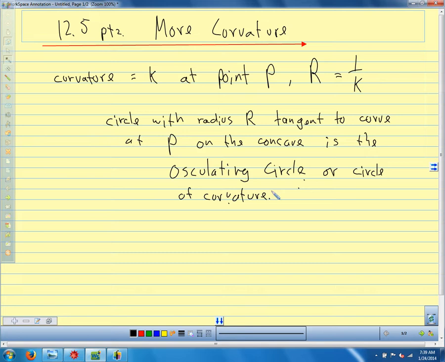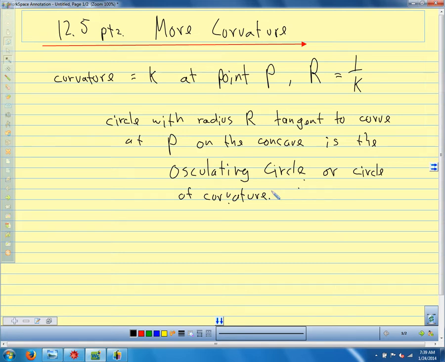So we can think of the osculating circle as the circle approximation to the curve. In Calculus 1, we talked a lot about the tangent line and how the tangent line at that point was an approximation to the curve if you're very close to the point. Well, the circle is tangent to the curve and it has the same curvature at that particular point. So it's the circle that is a good approximation to the curve.